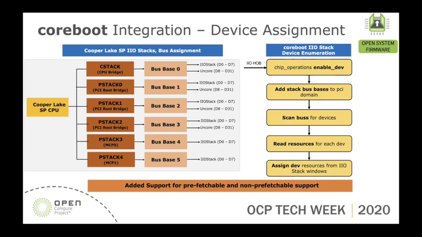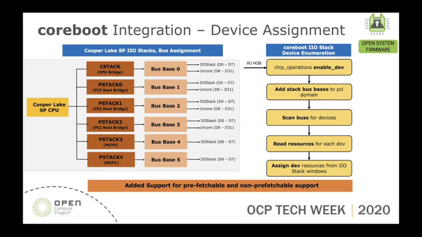Here is the click down on the device IIO stacks. If you look at the left-hand side, the Cooper Lake CPU essentially has the CPU bridge, and then there are a bunch of PCIe root bridges. Each one of them will have its own bus base as well as the bus range. And then you have to go through the enumeration for each one of them.